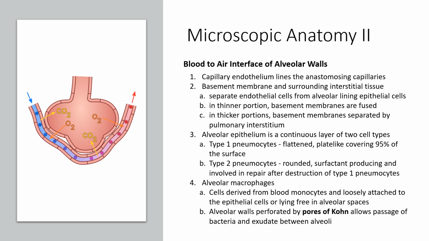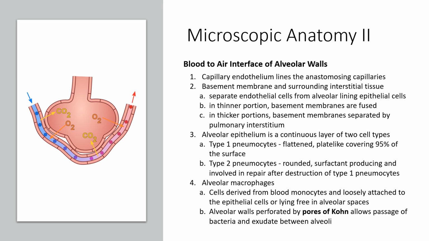In the thicker portions, the basement membranes are separated by pulmonary interstitium with elastic fibers, collagen bundles, fibroblast-like interstitial cells, smooth muscle cells, mast cells, lymphocytes, and monocytes.